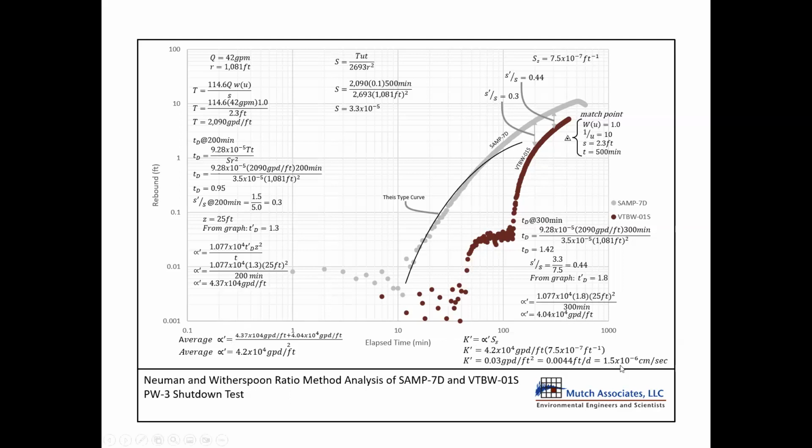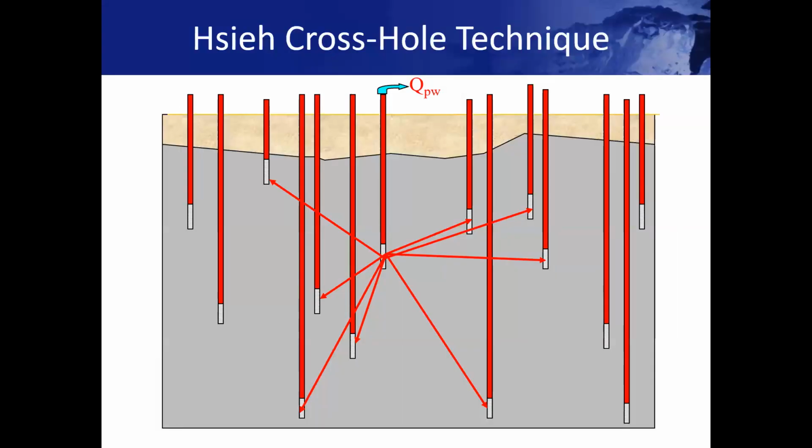In this case, it's vertical permeability. That comes out to 1.5 times 10 to the minus 6, which is, I think, remarkably similar to the other well cluster, which came out at 2 times 10 to the minus 6. So that's the Neuman and Witherspoon ratio method, which has been around a long time, but requires very particular conditions to work. The Hsieh crosshole technique is much more flexible. It really can handle a wide range of hydrogeologic conditions.